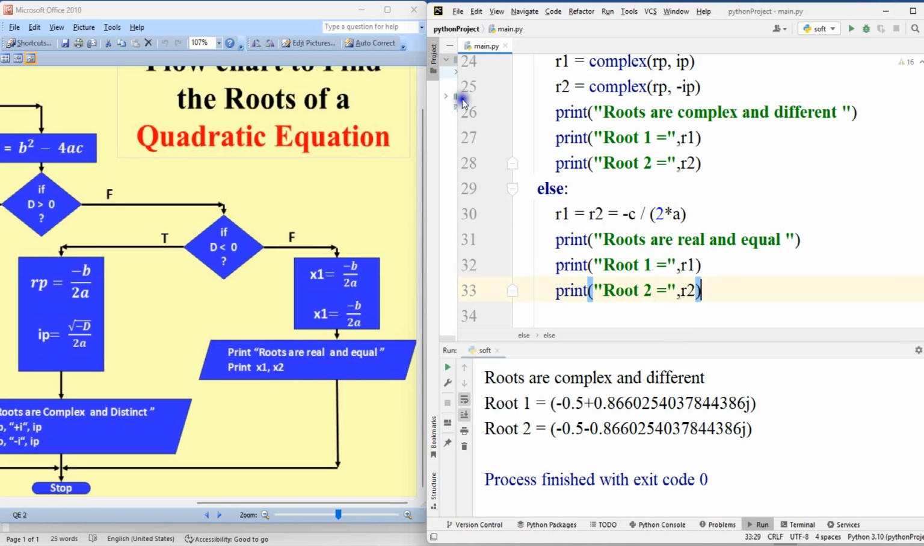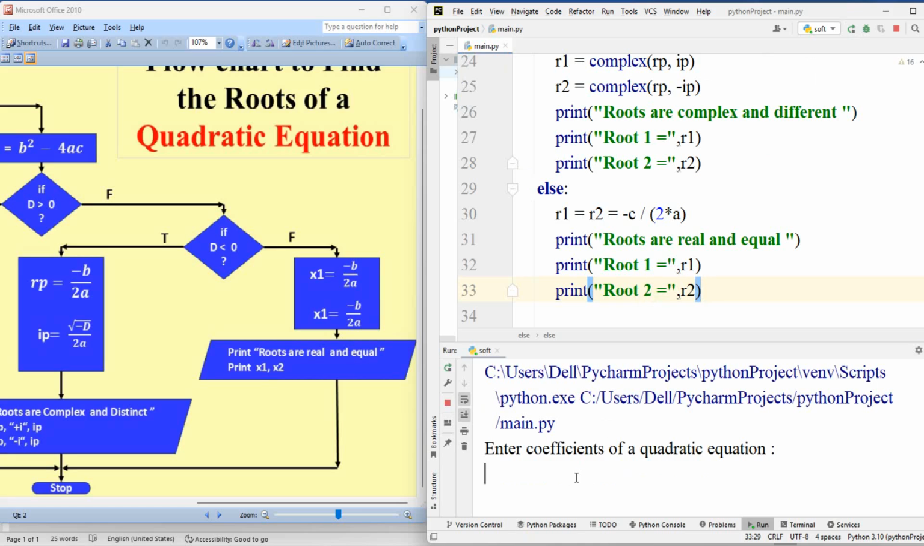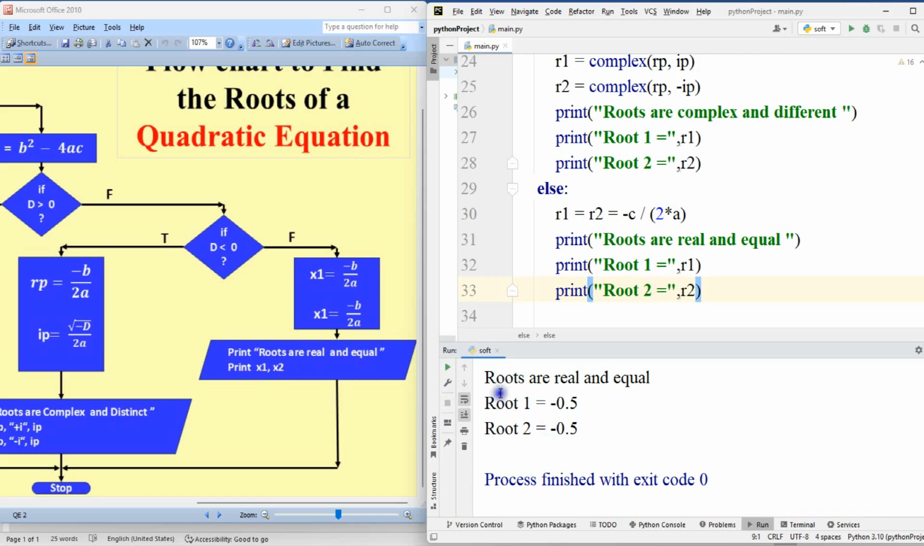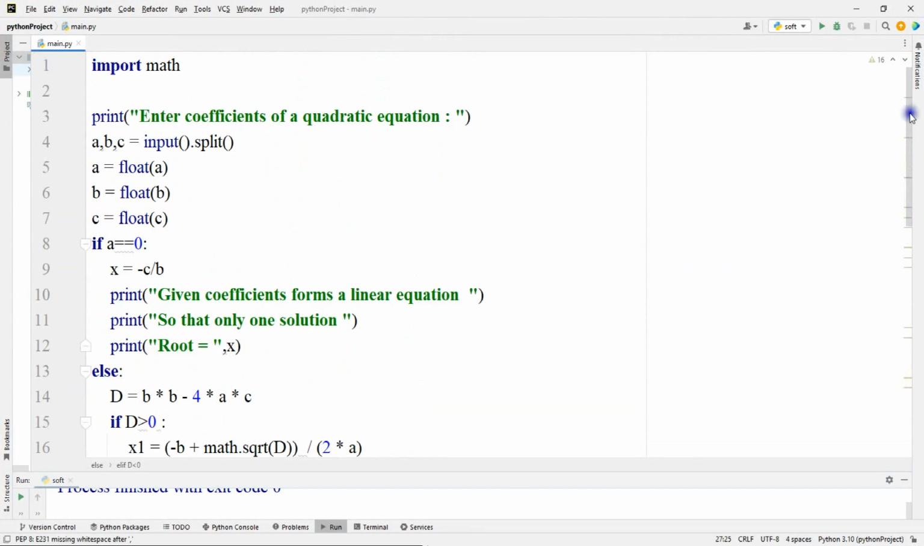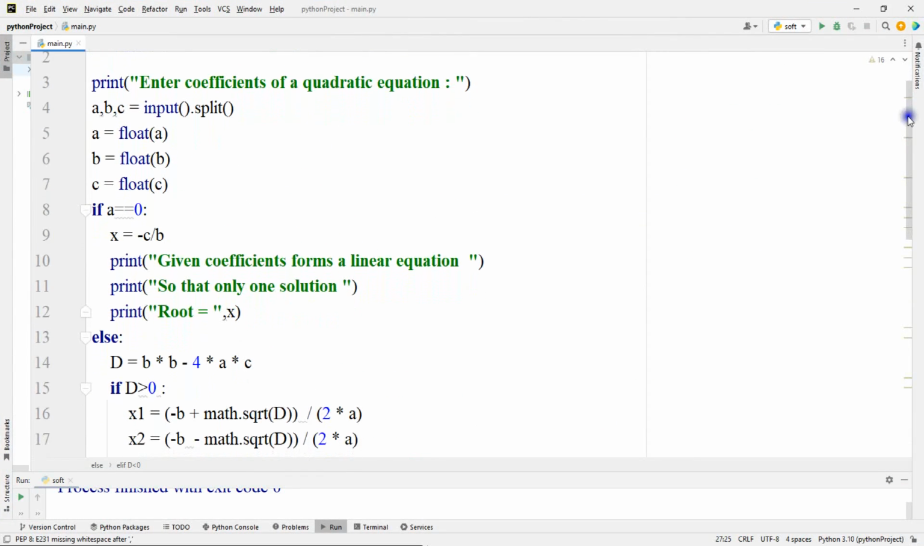Let us execute once again. Once again, a value should not be equivalent to 0. 1, 2, 1. What is our expected result? Roots are real and equal. You can see here, roots are real and equal. R1 is equal to minus 0.5, R2 is equal to minus 0.5. Both are equal and real. Final program is like this. Please make a note of this program and execute it yourself.